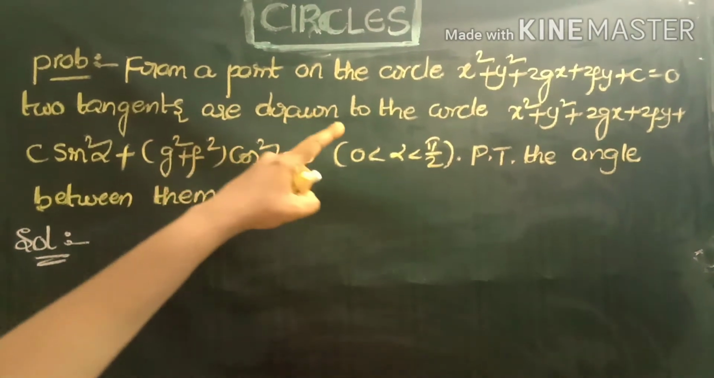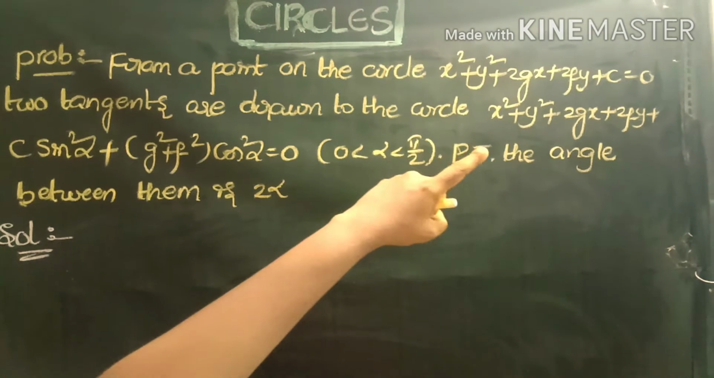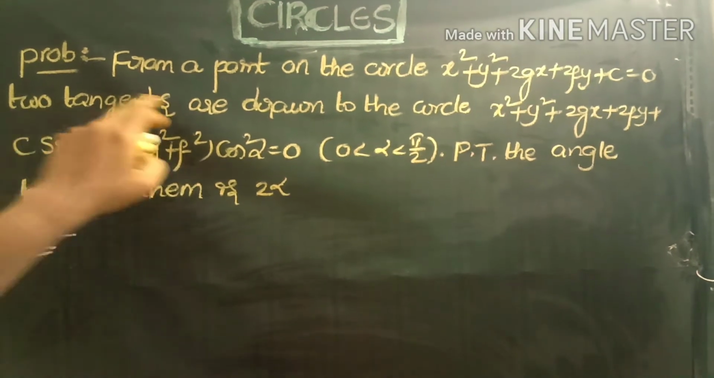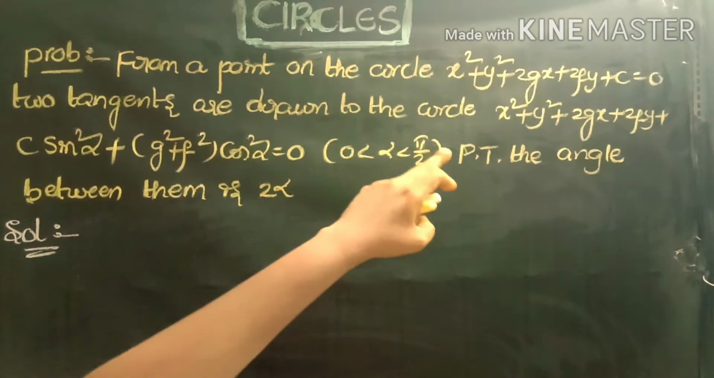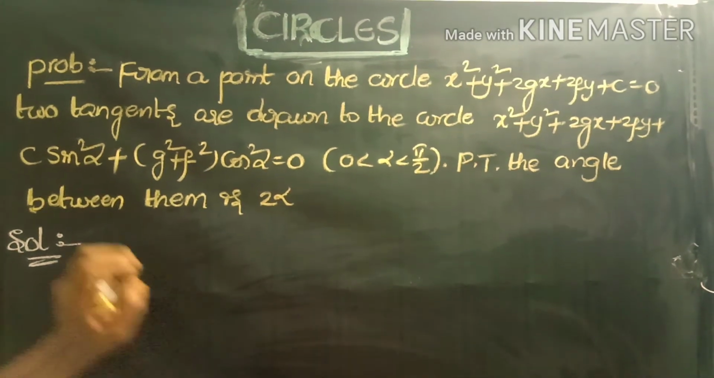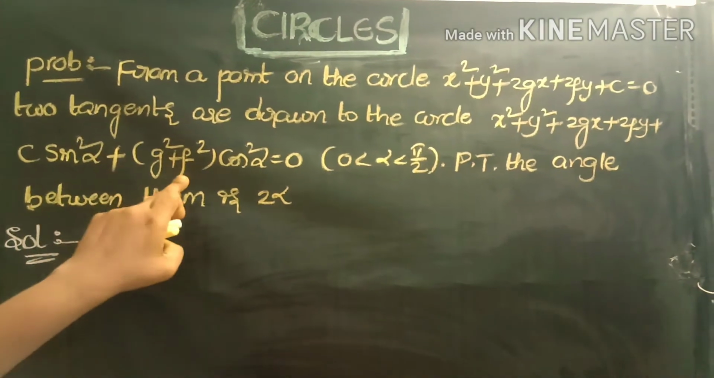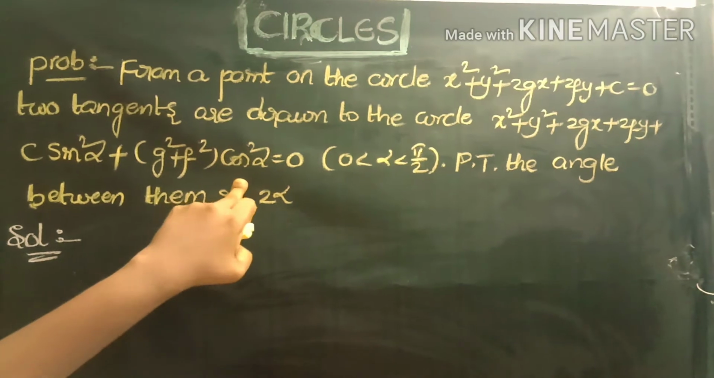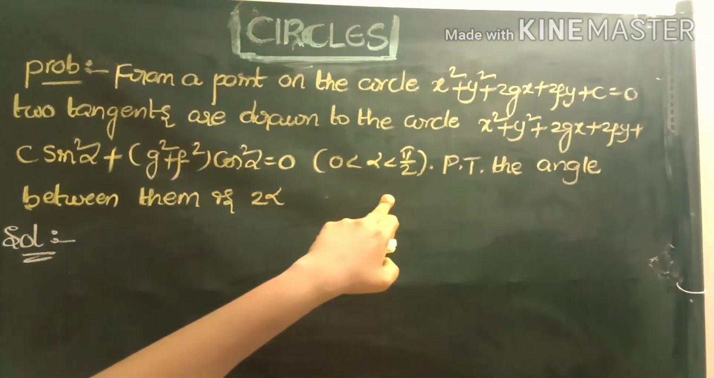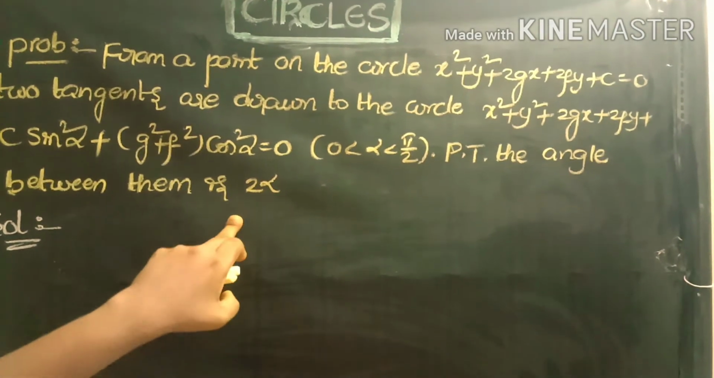From a point on the circle x² + y² + 2gx + 2fy + c = 0, two tangents are drawn to the circle x² + y² + 2gx + 2fy + c sin²α + (g² + f²) cos²α = 0. Here it is given that 0 < α < π/2. Then prove that the angle between them is equal to 2α.